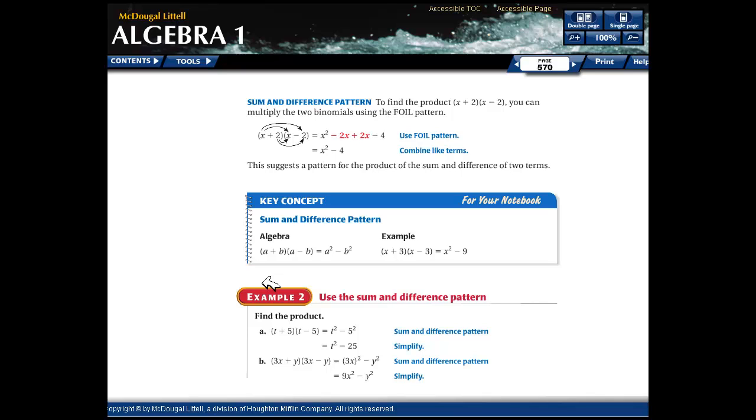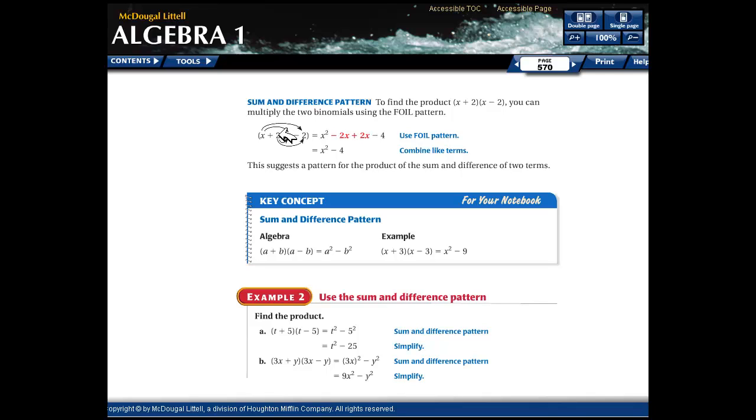Well, using the FOIL method, what would happen? Yes, x squared will still be there. The outer term, yes, that will still be there. But this inner term, those are the ones that get it. So x times x, that's our x squared. x times a negative 2, negative 2x.